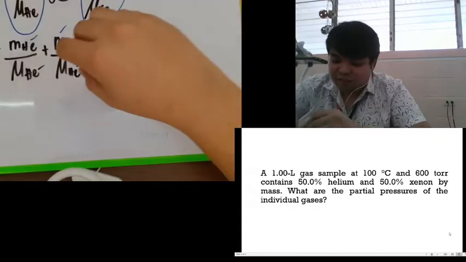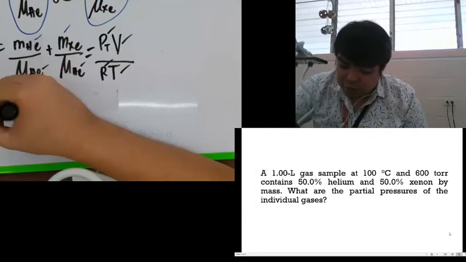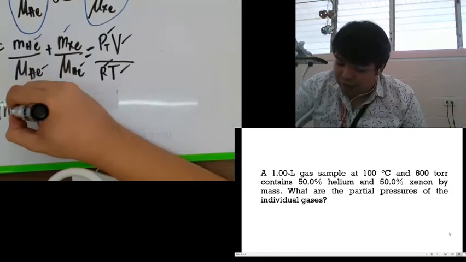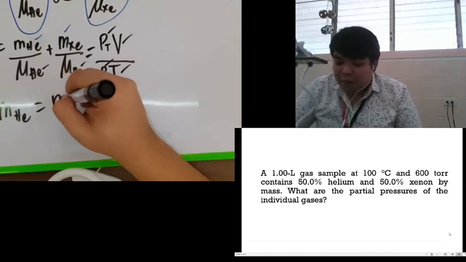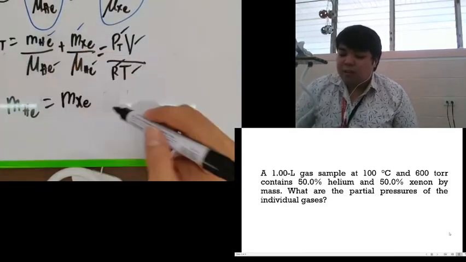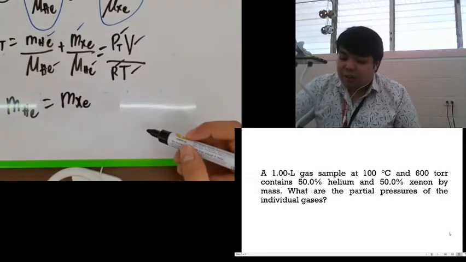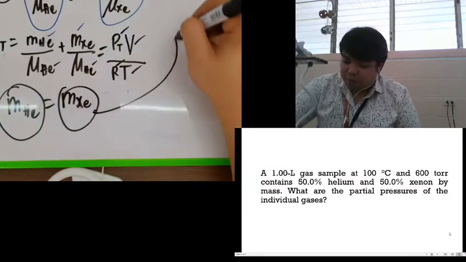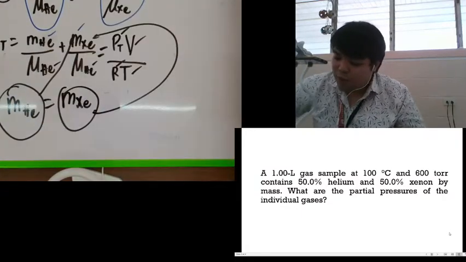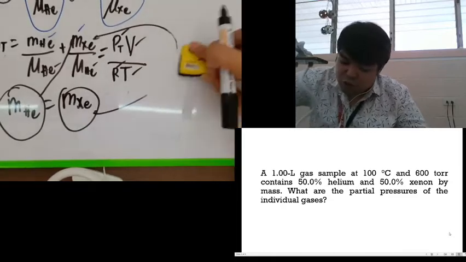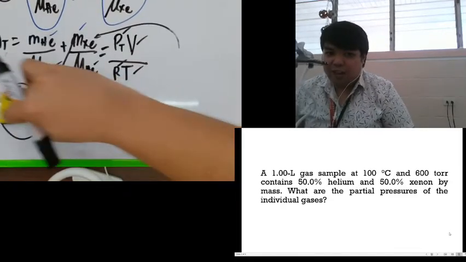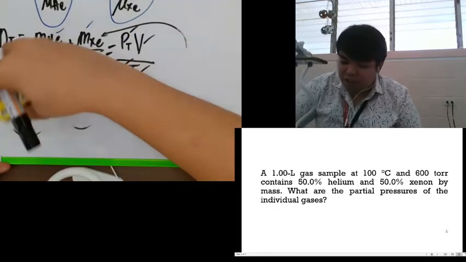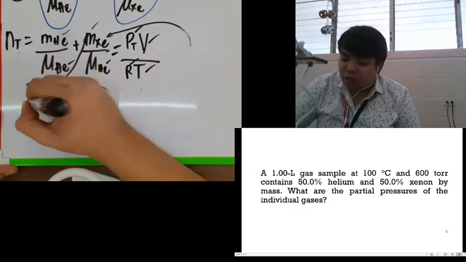So that means that in the mixture, helium and xenon are present in equal masses. That means the mass of the helium in the mixture is equal to the mass of the xenon in the mixture. And we can substitute this one here to this one, right? So, rearranging our equation, substituting that one, we can have an expression like this. So, we substitute the mass of xenon with the mass of helium.